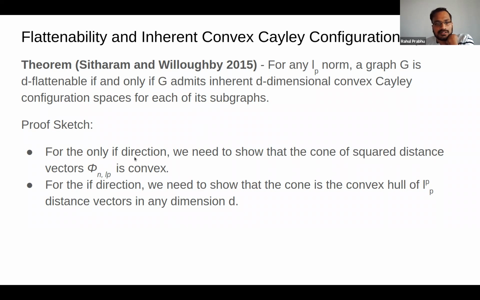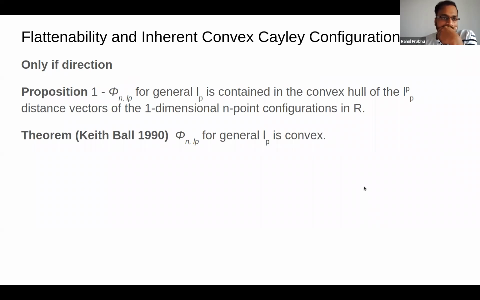But this is the only if direction. For the if direction, we would need to show that the cone is a convex hull of the LP distance vectors in any dimension. So, like I said, for the only if direction.